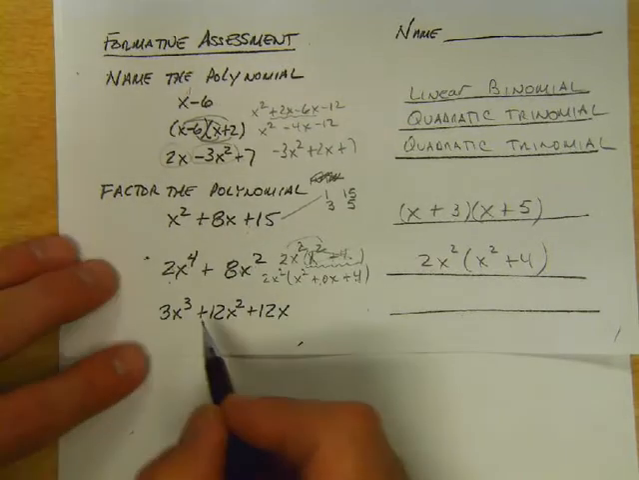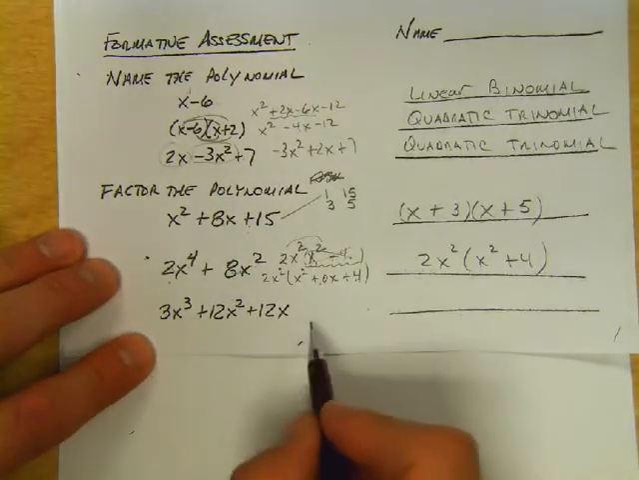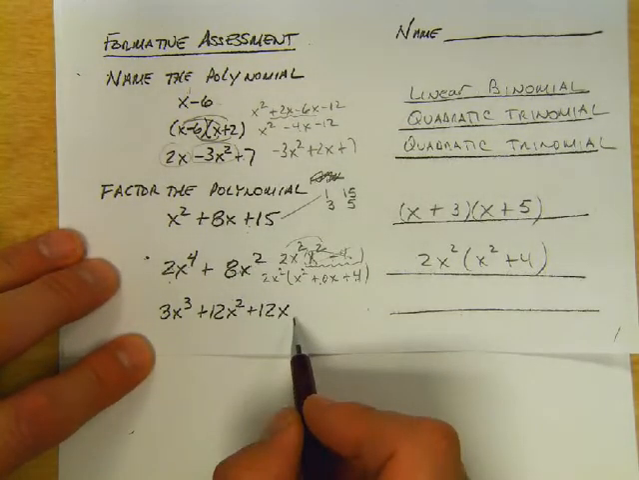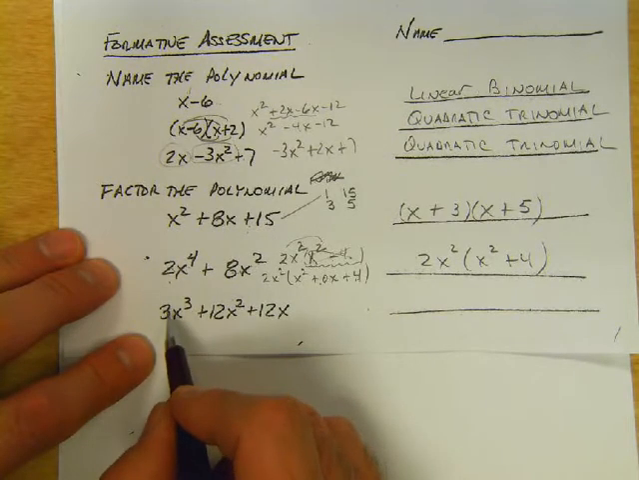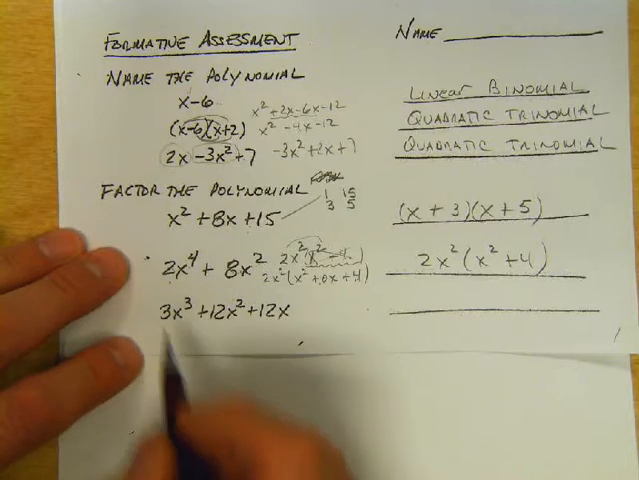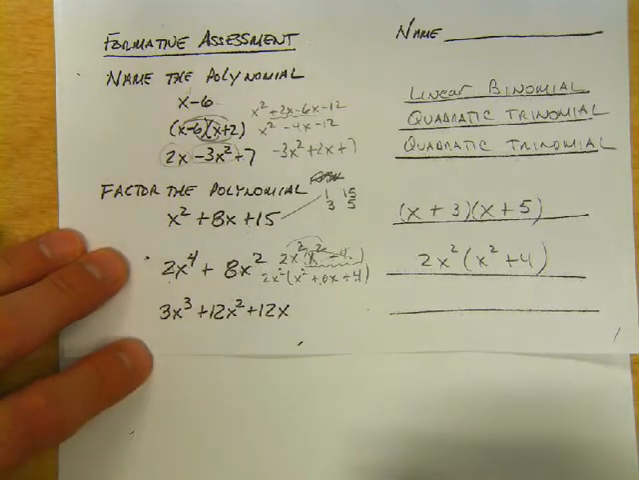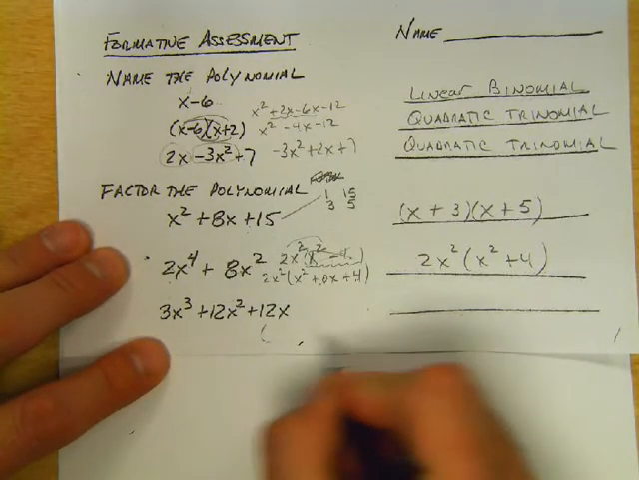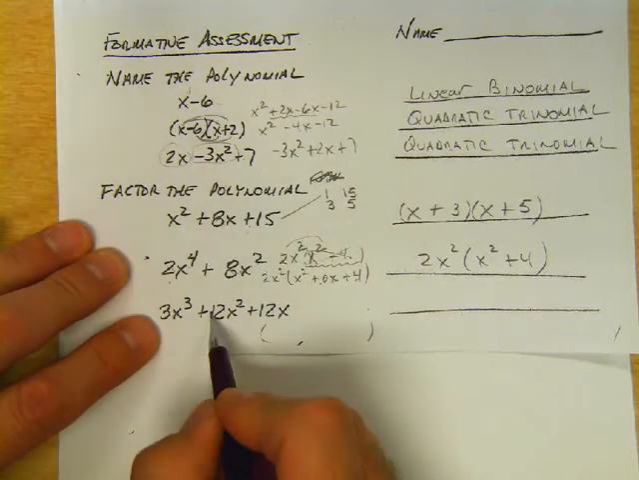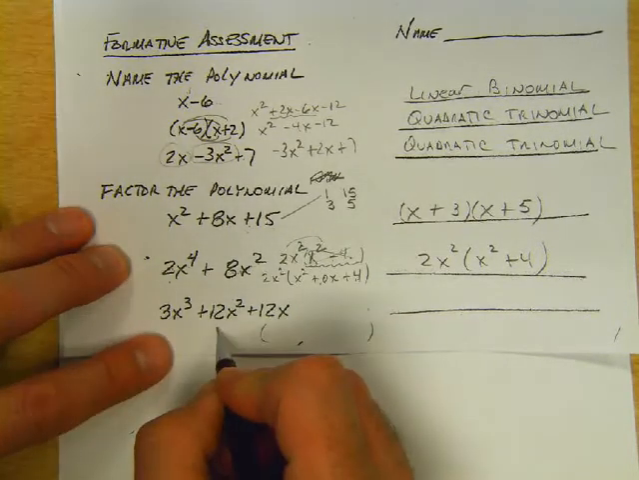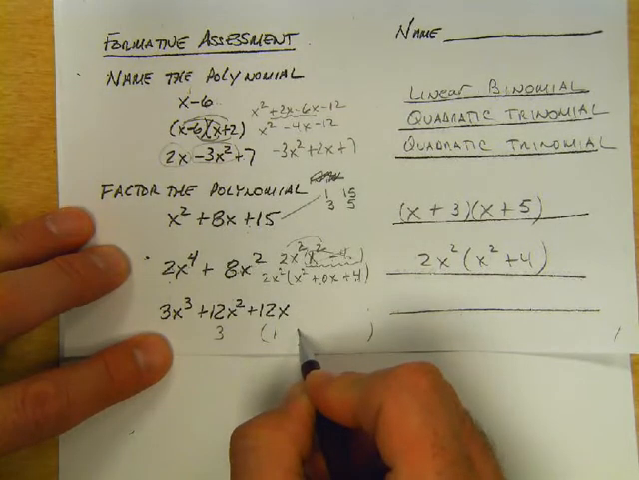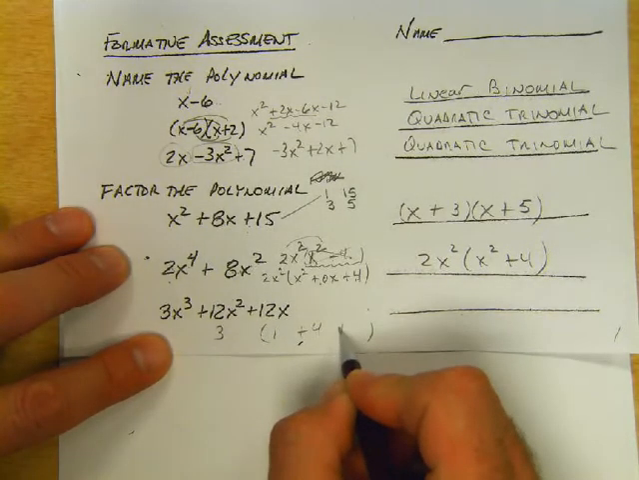Okay, let's look at this one. This is a trinomial, but it's got x to the third and a leading coefficient. So we want to see if we can factor that leading coefficient out. 3, 12, and 12. Anything factor out of those? 3, and we'd be left with 1, 4, and 4.